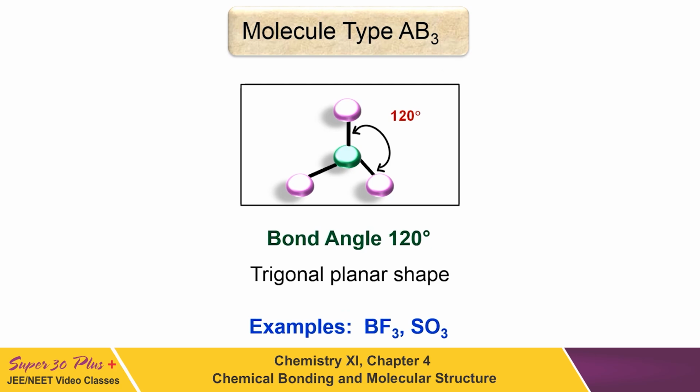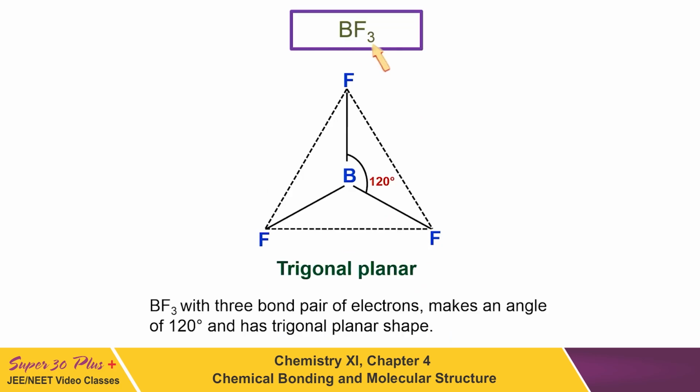In the molecule AB3, now we don't have 2 bonds, now we have 3 bonds. When we try to arrange these 3 bonds, you can arrange them in a plane, so you don't need to form a 3-dimensional structure, because sp2 hybridization, in which the molecule type is AB3, gives a trigonal planar structure with a bond angle of 120 degrees. Example is BF3, a very common example. It has 3 bond pairs of electrons, makes an angle of 120 degrees, and a trigonal planar shape, one plane, 2 dimensions.